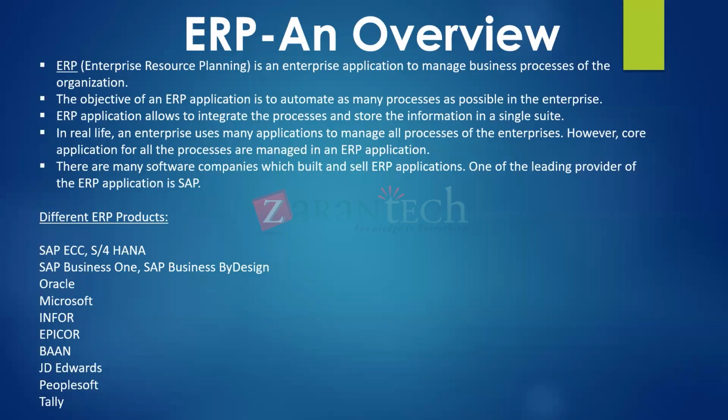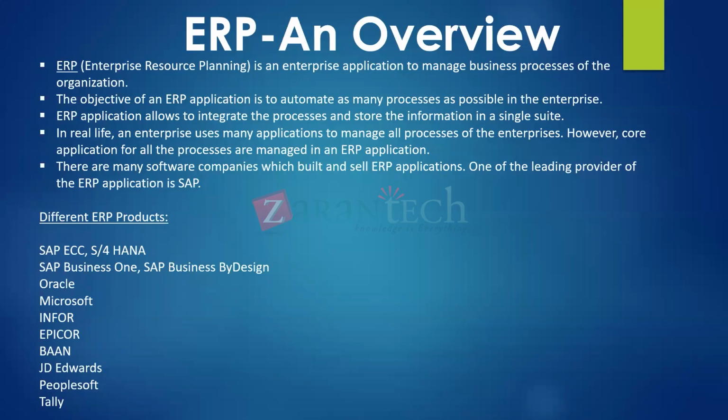And we need to have an integrated software. If there is no connection between all these modules, then data will be lost. Say you are manufacturing 100 products, and if those 100 products are not updated on the sales side, they will not be able to take the orders, right? So the ERP application should allow integrating the processes and various modules in a single suite system. In real life, the enterprise uses many applications as we discussed, so all core applications of the processes are managed in the ERP application.